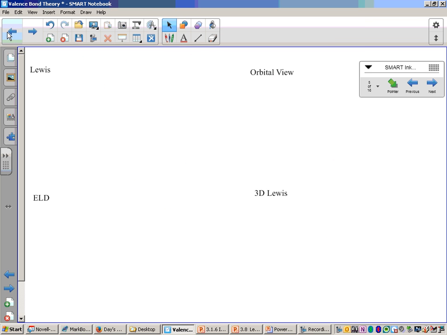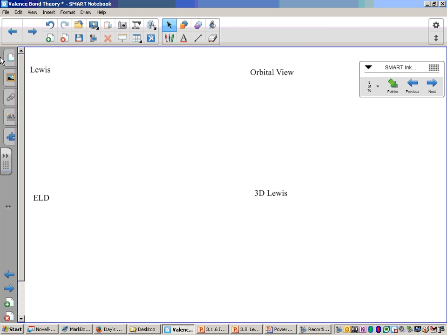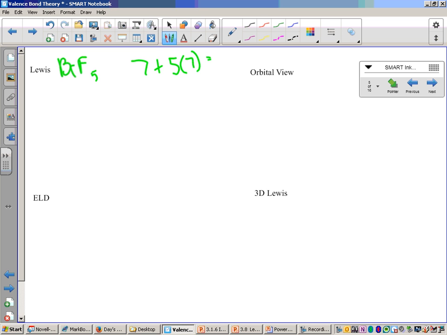Okay. Oh, I still got another page left. Exciting. BrF5. So, BrF5. So bromine. We haven't had bromine as a central atom yet, but that's the case in this case. The lowest electronegativity, that's the one we want in the middle. So 7 plus 5 times 7, which is essentially 6 times 7, 42 electrons. Okay, let's build it.